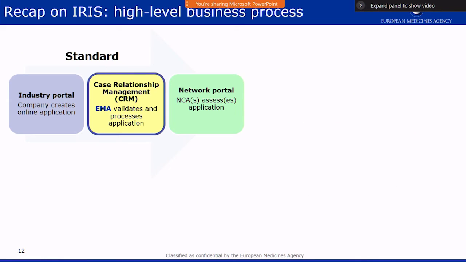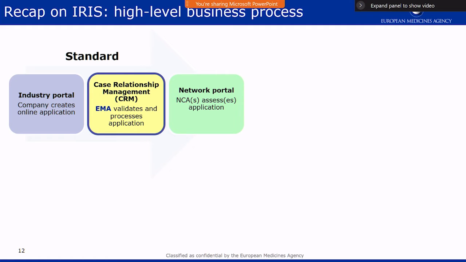I'm going to go now a bit into the high-level business process. It is really high level, but I thought it was important to show you how the information flows in IRIS. In most of the procedures that we have already onboarded, for example scientific advice, the flow starts normally with industry, so with yourselves creating an online application, and you do so via the industry portal. Once a submission is in the system, a case is created, and that case is managed through the CRM interface, so that EMA can look at the application, validate it if necessary, and process it.